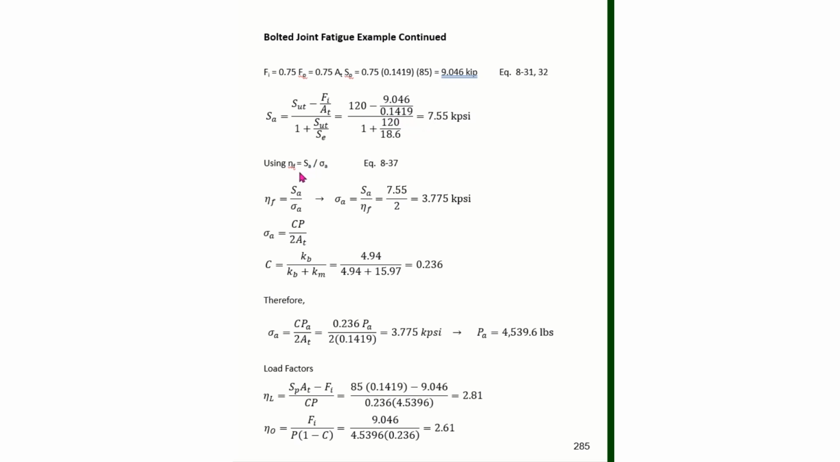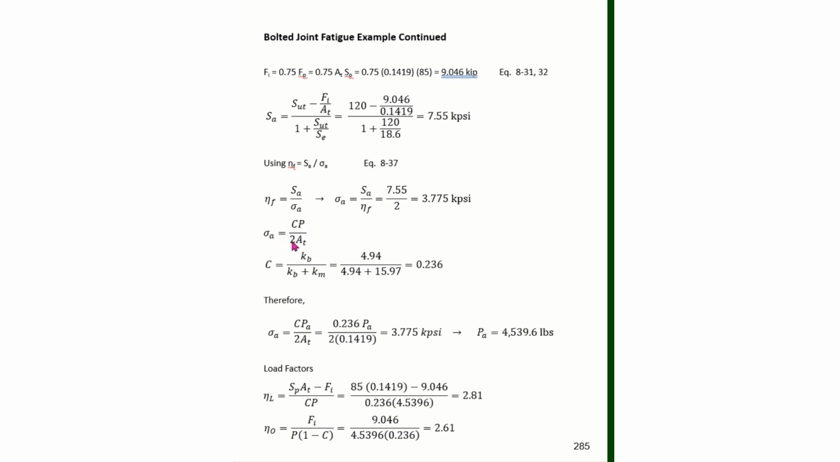Then using my safety factor equation, I have NF is SA over sigma A, and I can solve for sigma A from this expression because I just solved for SA and I know my safety factor is 2. So I know the maximum alternating stress on this system could be 3.775 kpsi. That's the maximum alternating stress in the bolt.